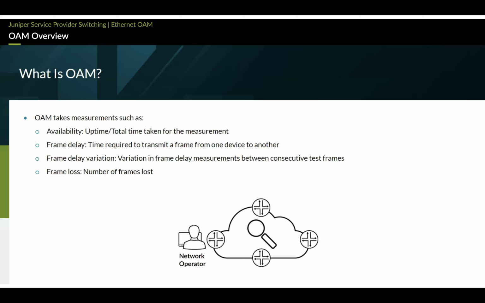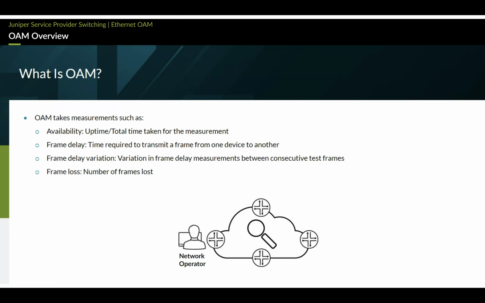It's tracked at layer 2, that's why it's called frame delay. Frame delay is the time required to transmit a frame from one device to another, which takes some time, near about microseconds, as devices are so smart now. Another is frame delay variation, the variation in frame delay measurements between consecutive test frames. And the last one is frame loss.